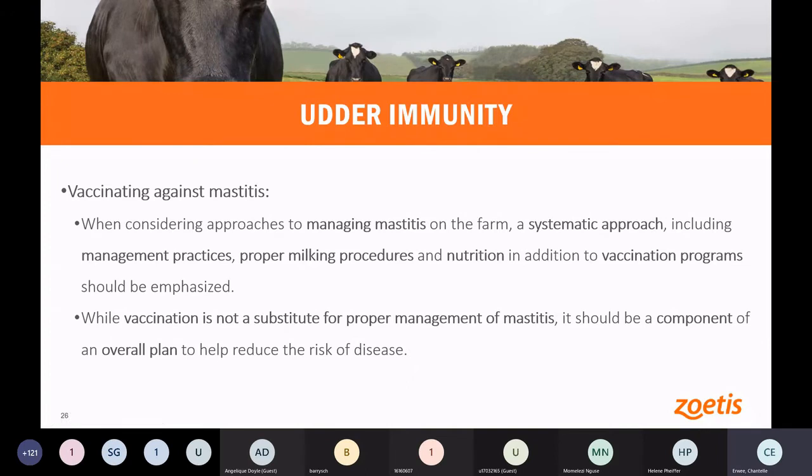It's important when we vaccinate against mastitis to know that it's not a substitute for poor management, right? It's just one component of an overall plan that we use to try and help control mastitis. So we need to look at a systematic approach. We need to look at all the management practices, proper milking procedures, nutrition, and then in addition to your vaccination programs.